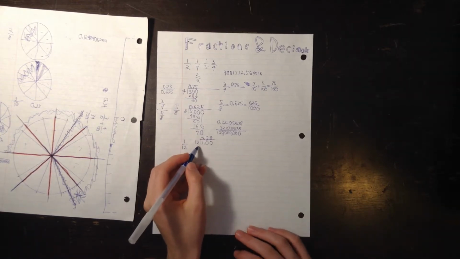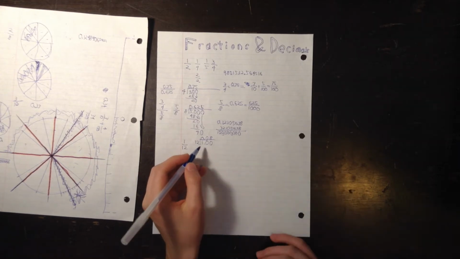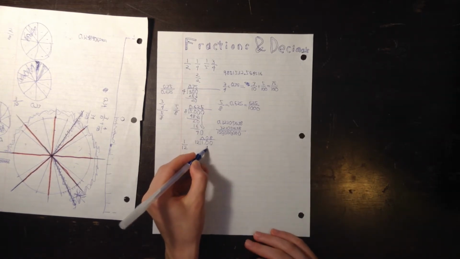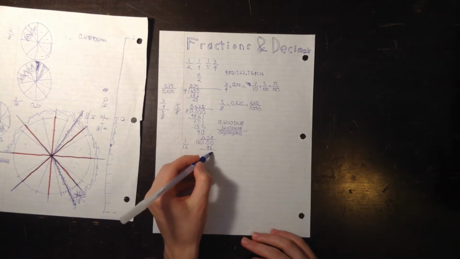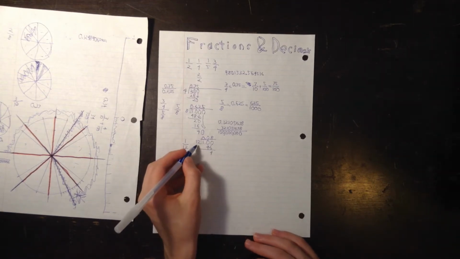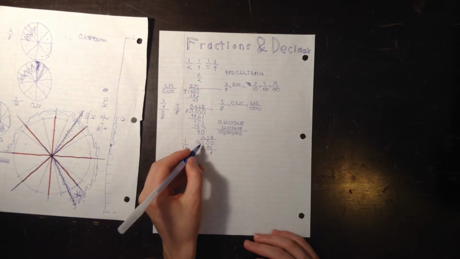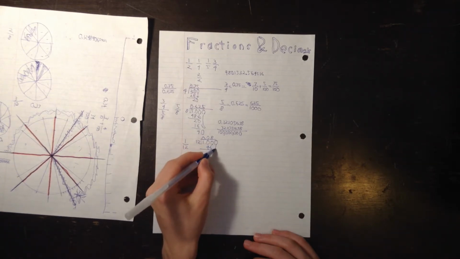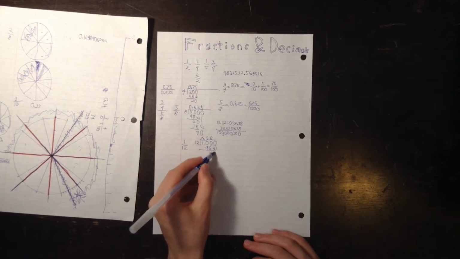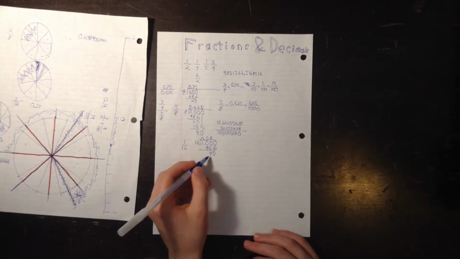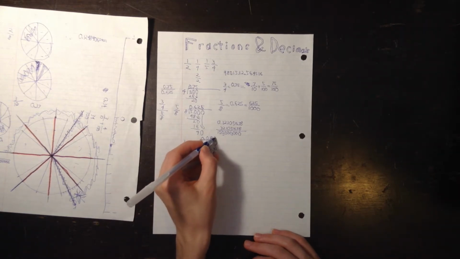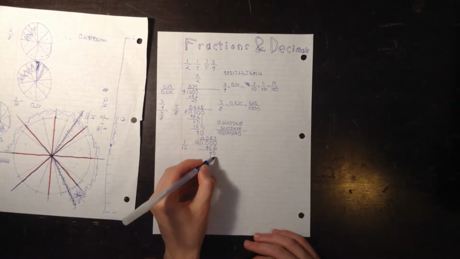So let's write down 96 here. And we got 4 left over. And then we need to do 12 goes into 40. How many times? 12 goes into 40 3 times, because 3 times 12 is 36.